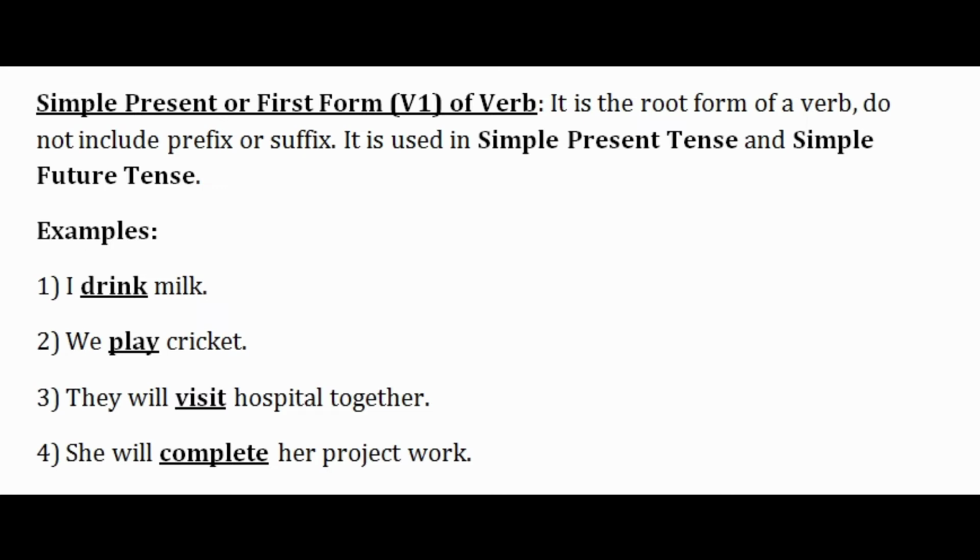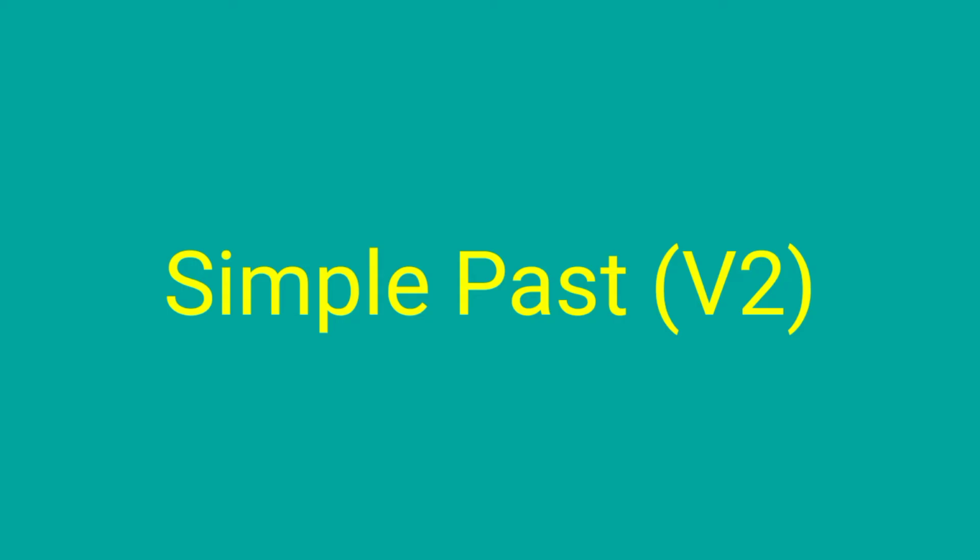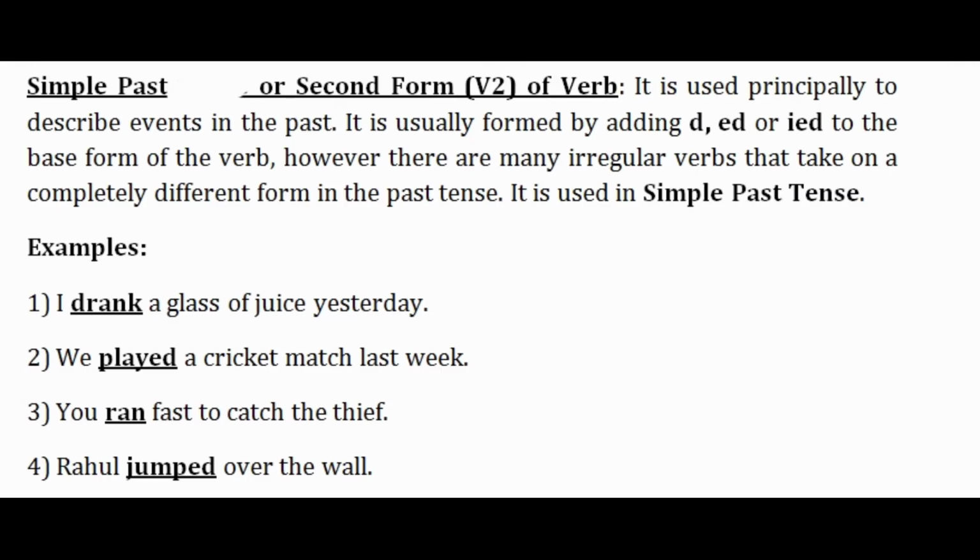In all these sentences, the verbs used like drink, play, visit, and complete, all these verbs here are the first form or the root form of the verb. All right. Now, let us learn about simple past or second form of verb. Simple past or second form of verb.